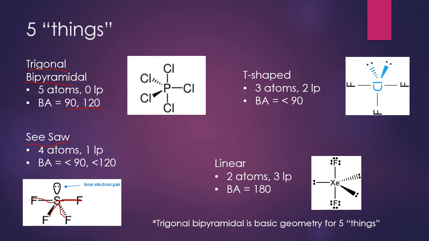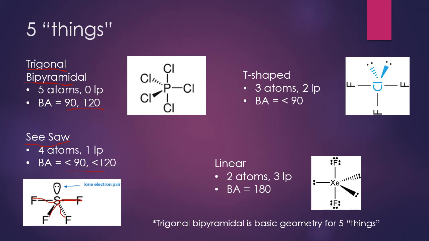This is going to make the bond angles now be less than, because remember, lone pairs take up more space than an atom and a single bond does, so it's going to be making those angles less, pushing down on those fluorines more.